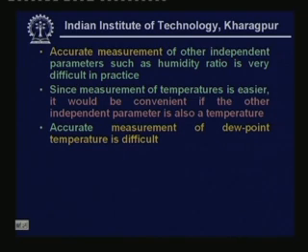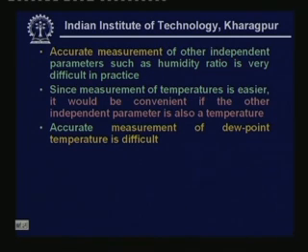So, one of the independent parameters is dry bulb temperature. If the other independent parameter is also a temperature, then it will be very convenient to us because it can be measured very easily, right. So, temperature measurements are easier, right. But could it be the dew point temperature?